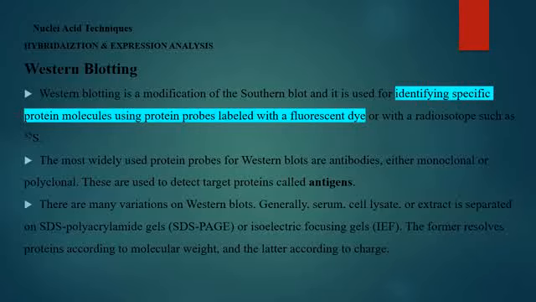So you can be dealing with serum, cell lysates, extracts, which will be separated on these gels. Now the former resolves proteins according to molecular weight and the latter according to charge. So SDS polyacrylamide gel, that's with molecular weight, then isoelectric, that's separated with charges. So that's Western blotting.